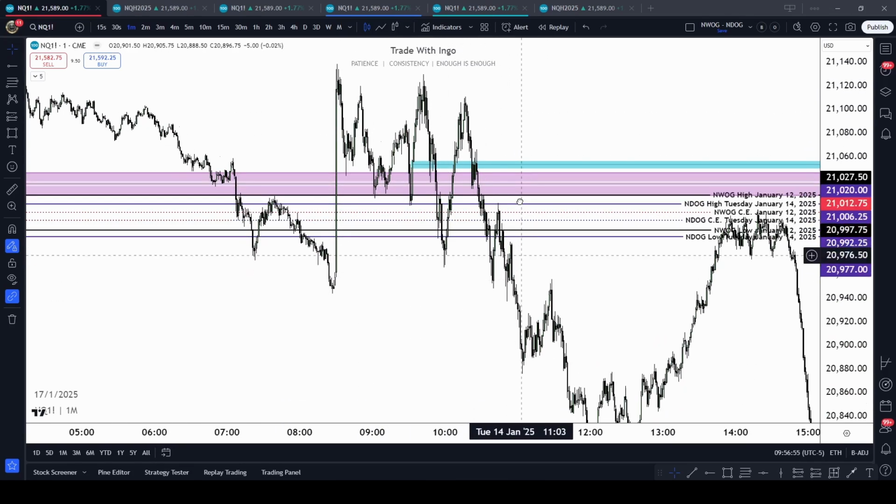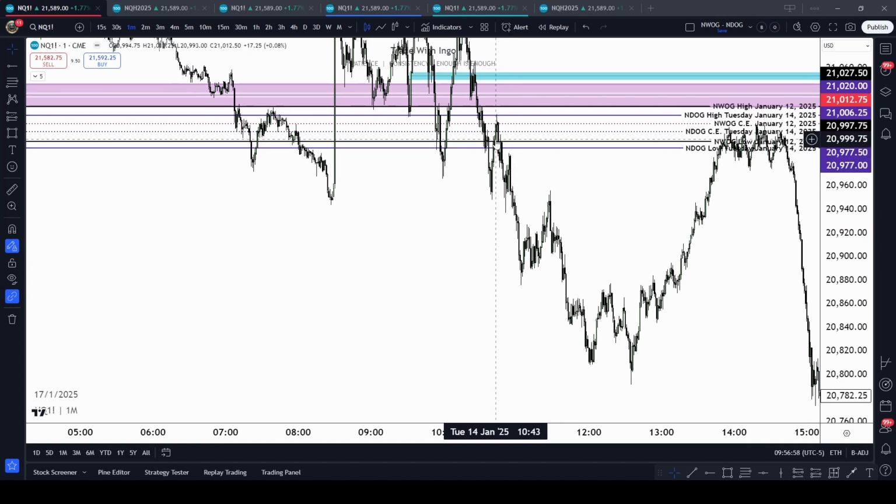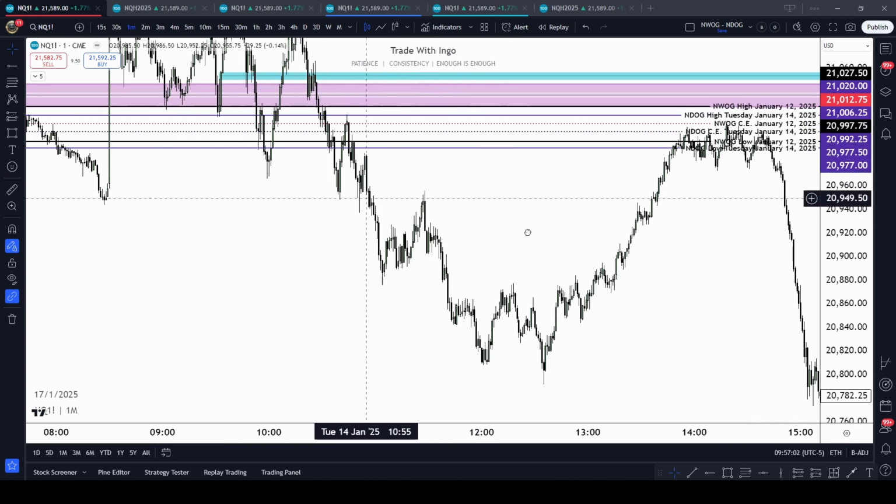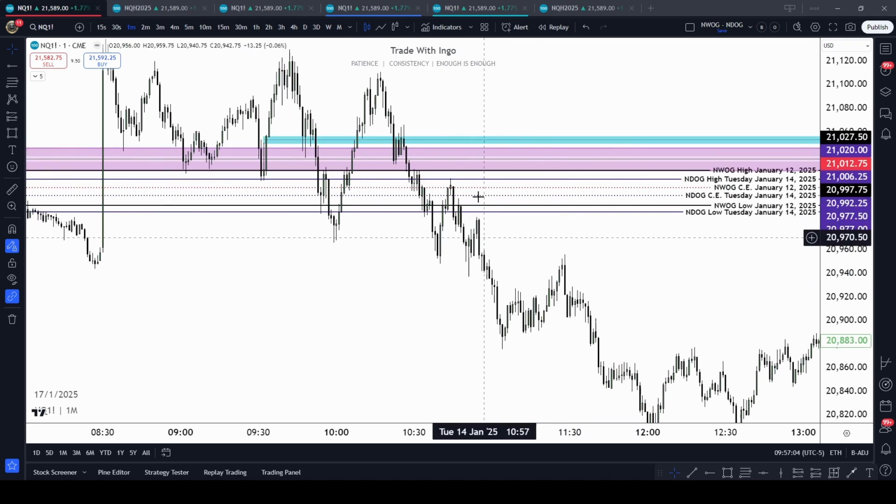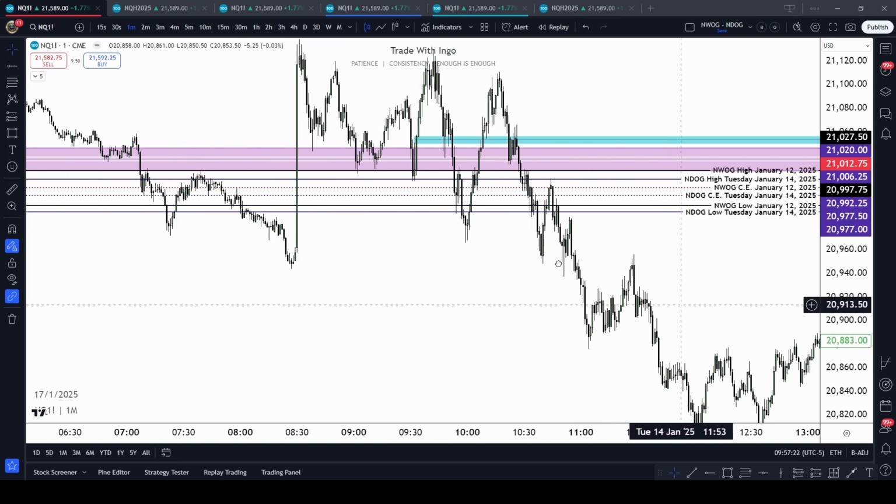Price hovered around it, and over here we had a beautiful silver bullet opportunity, which was in line with our bearish narrative. Trading into the new week opening gap consequent encroachment, new day opening gap consequent encroachment, into the new day opening gap high, and we traded all the way down.